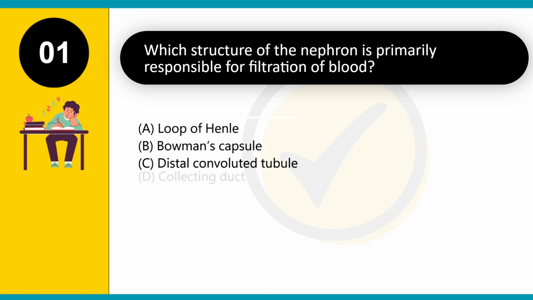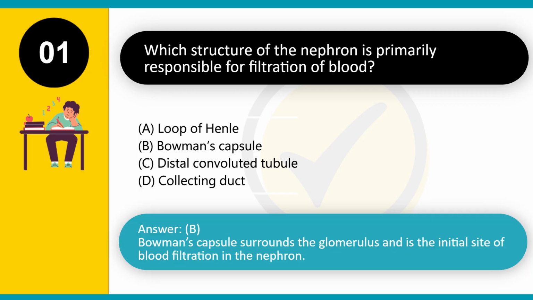Which structure of the nephron is primarily responsible for filtration of blood? A. Loop of Henle. B. Bowman's capsule. C. Distal convoluted tubule. D. Collecting duct. Answer, B. Bowman's capsule surrounds the glomerulus and is the initial site of blood filtration in the nephron.